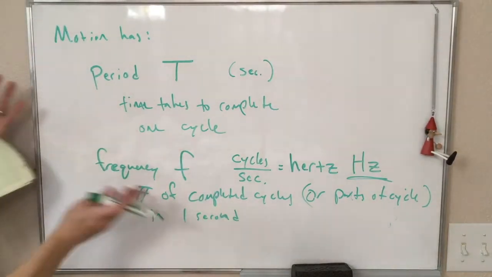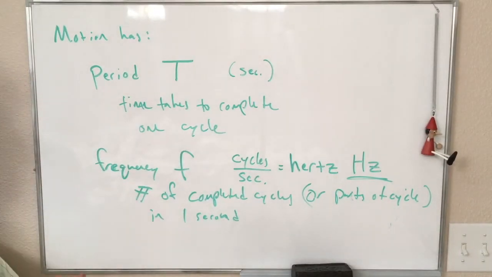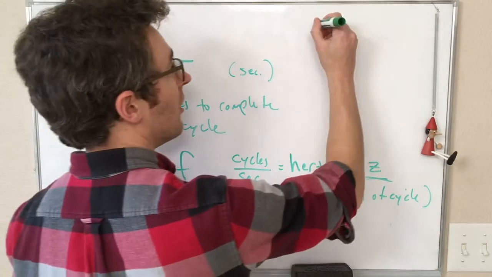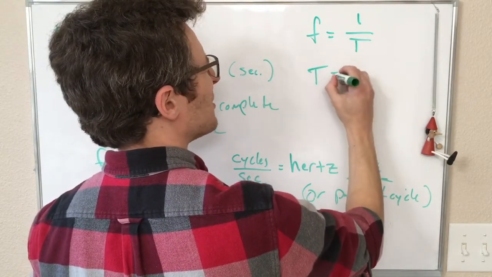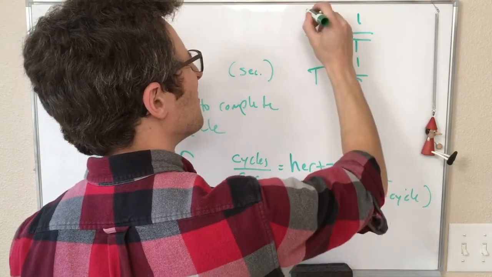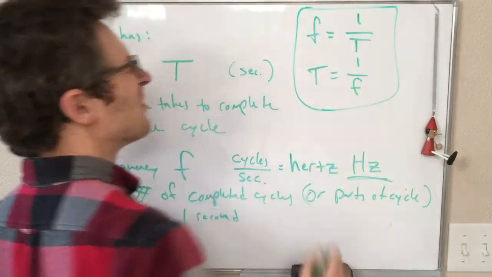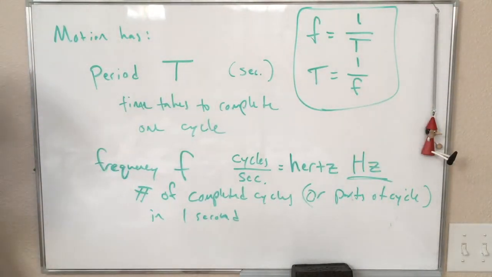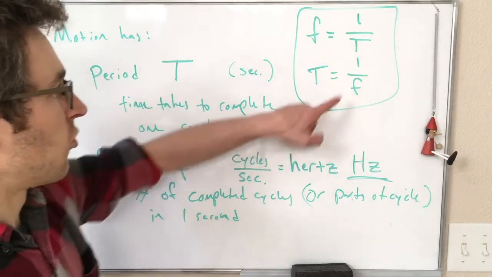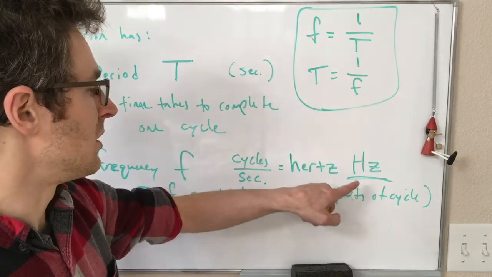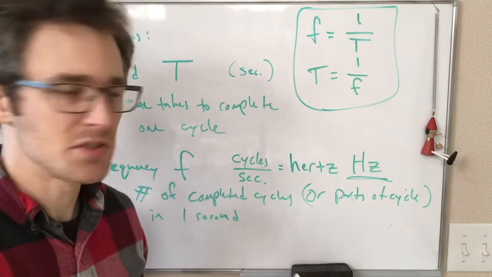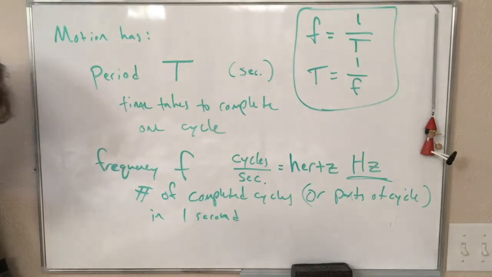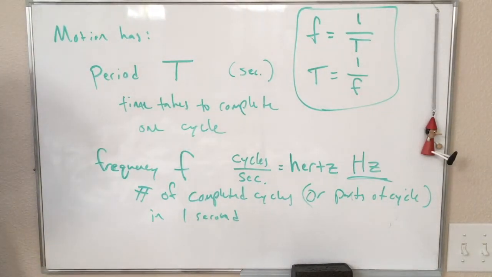Okay, so there is a mathematical relationship between period and frequency, and it is very simple. Our frequency is 1 over the period, or our period is 1 over the frequency. These are the same equation. So those are useful things to know. So of course, 1 over hertz is going to be 1 over seconds, so 1 over hertz is just seconds. That's in case you encountered that. All right, so those are our variables.